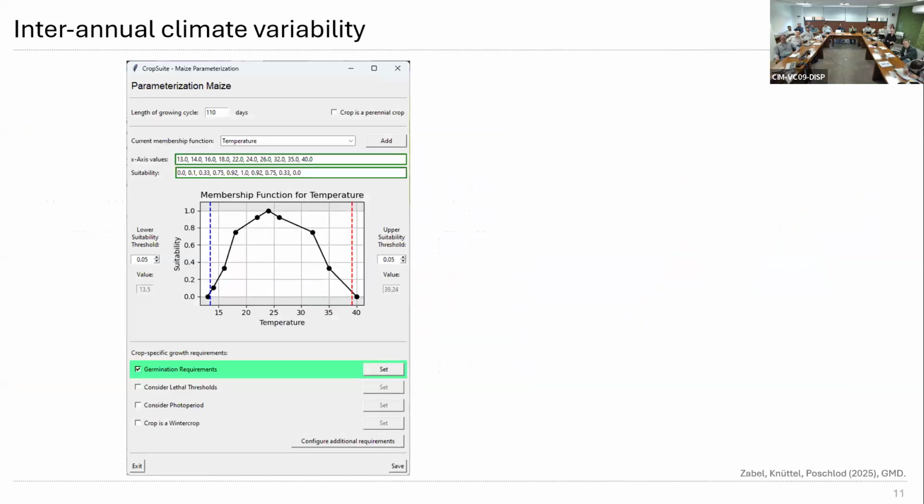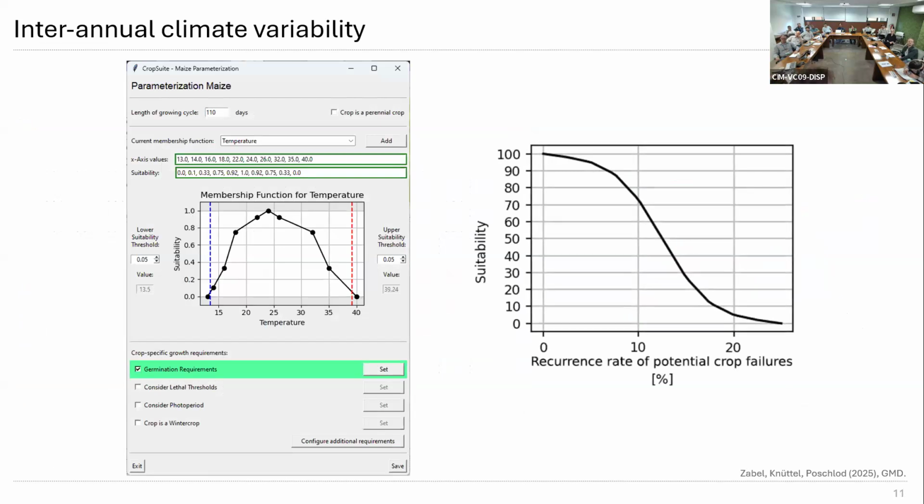I cannot explain in detail all the different features in the model now, but what you can consider also is germination requirements, different lethal temperature thresholds, and different photoperiodic sensitivities of the crops. And here you can also set vernalization requirements for winter crops. But these are not processes that are considered, it's all membership functions.